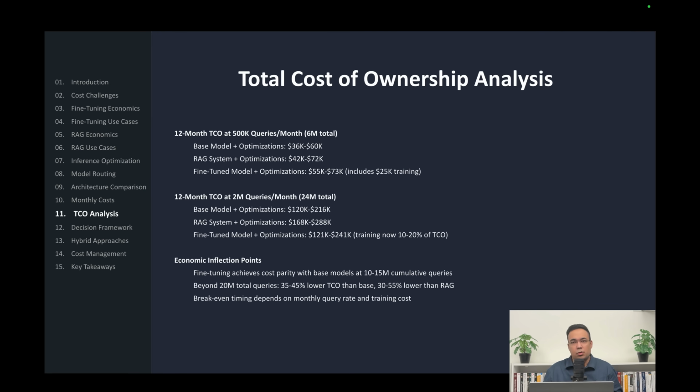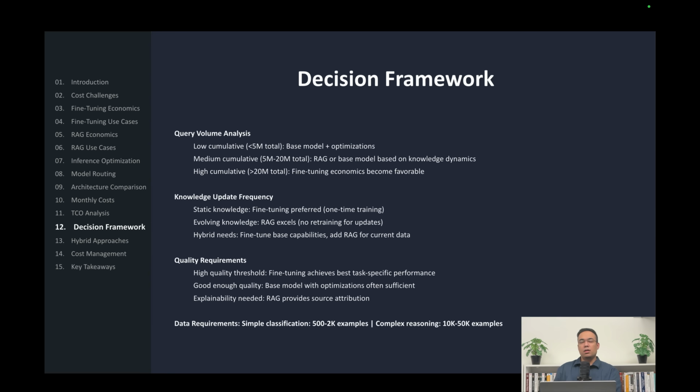Now, knowing these economics is one thing, but how do you actually make the decision? So let's work on a decision framework now. Let's cover a practical decision framework you can use to choose the architecture. This is not about rigid rules, it's just about understanding what factors push you towards what option specifically for your business use case. So first is query volume analysis.